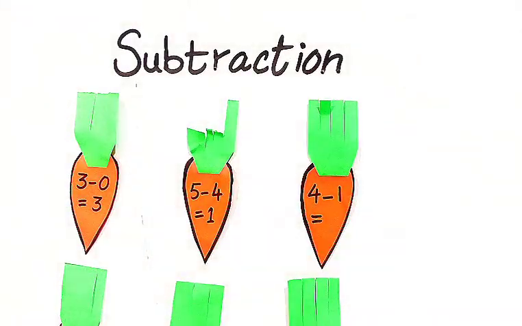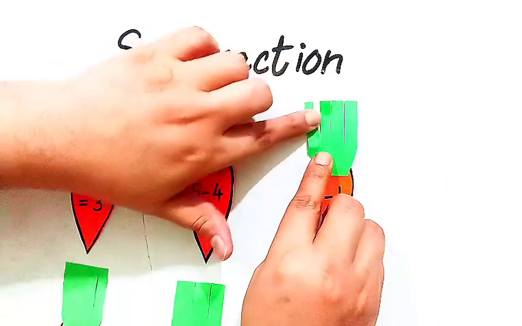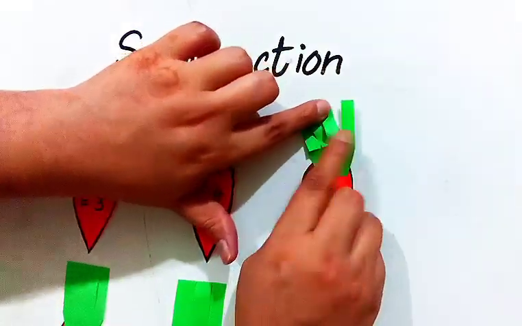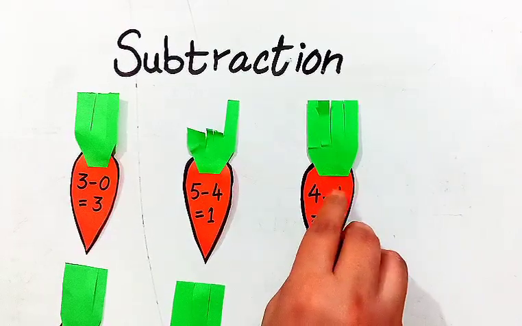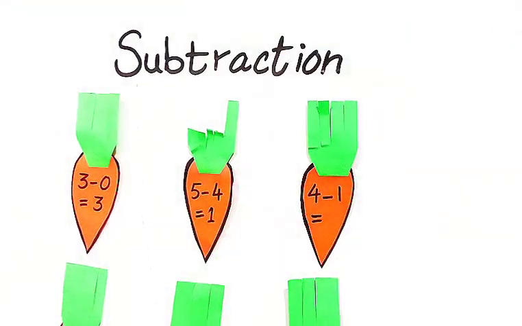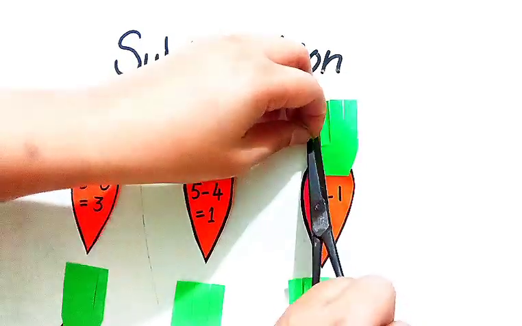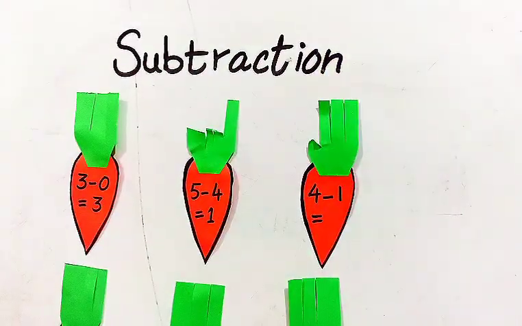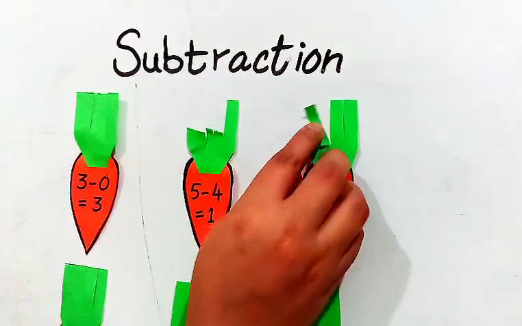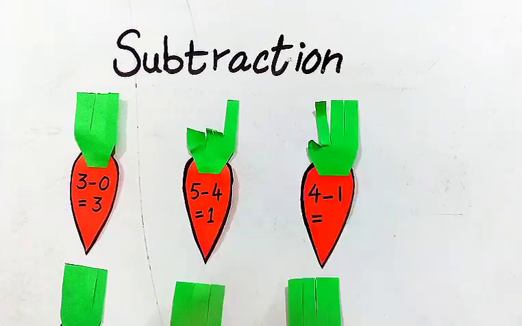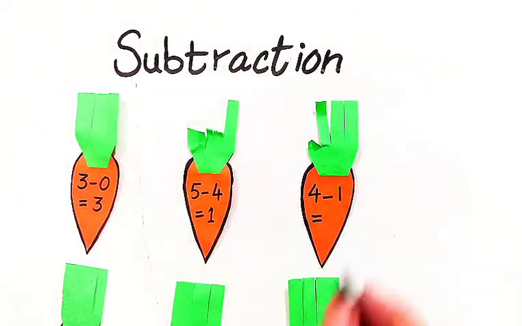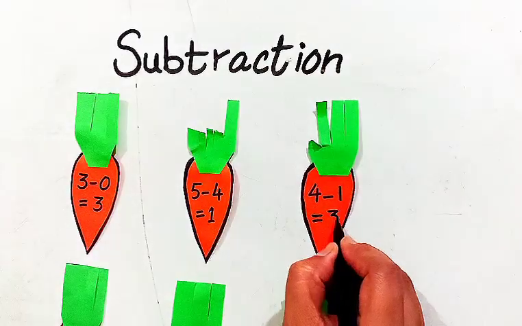Next we have 4 minus 1. We have 1, 2, 3 and 4. Now we will take away 1. Very good. So I have taken away 1. How many left? 1, 2 and 3. How many left? 3.